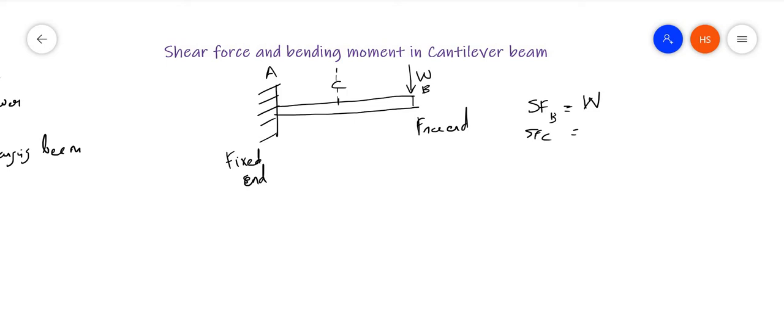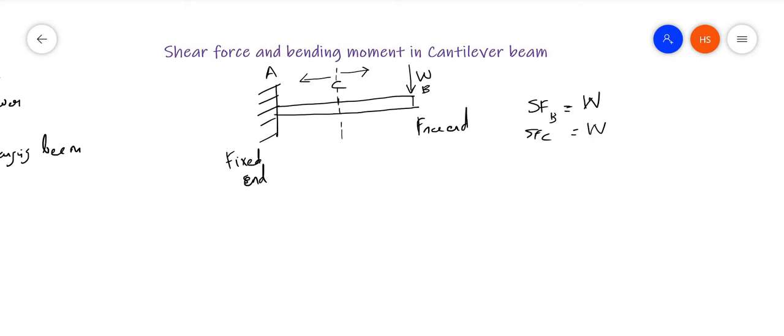I have to find out the shear force at point C. Here I have an option: either I can take the loads on the right side or on the left side. First of all, I am considering a section like this, a line drawn from C. Looking to the right side, what is the force there? W. No other force is there. So the shear force at C will be W itself.